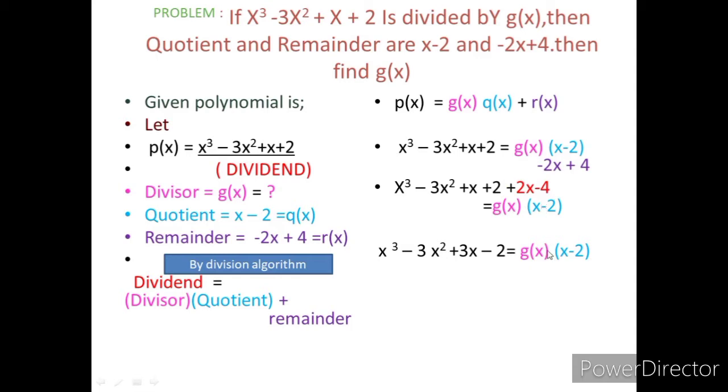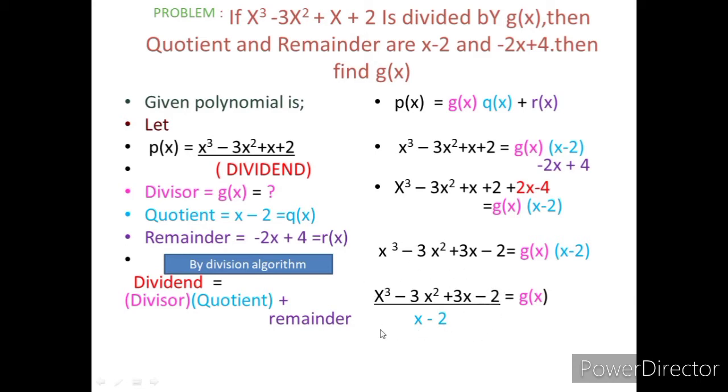Isn't it? Now, to make g of x the subject, you have to transpose x minus 2. Now I would like to transpose this x minus 2 to the RHS. Then the step will be like this. Here x minus 2 is under multiplication. Whenever you transpose, it becomes division. Now g of x is this one. How can you get the value of this one?